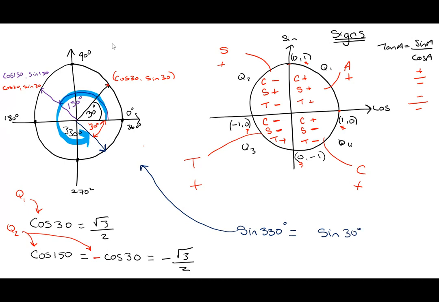But because it's in the fourth quadrant, it means it has to be negative. So if I look at the value on my log tables for sine 30, sine 30 on the log tables is a half, from that table. Then this value is minus 1 over 2, because it's minus a half.